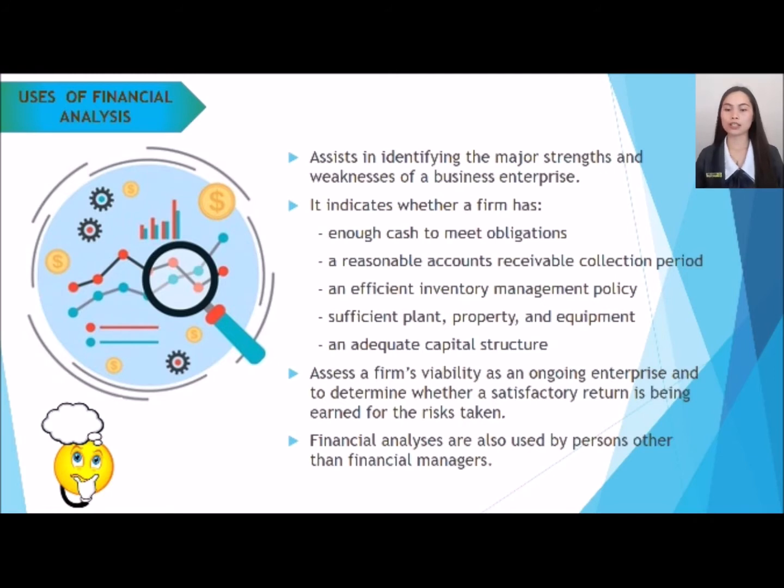So financial analysis also assesses a firm's viability, or ability to work successfully as an ongoing enterprise, and determines whether a satisfactory return is being earned for the risk taken. So when performing a financial analysis, an analyst may discover specific problem areas in time for remedial action. For example, an analyst may detect that the firm has unused borrowing power that could finance additional income-producing assets.